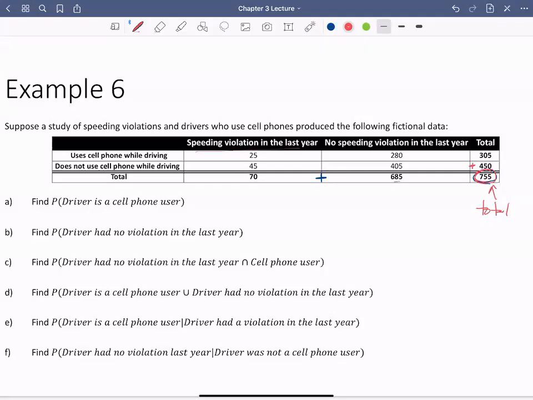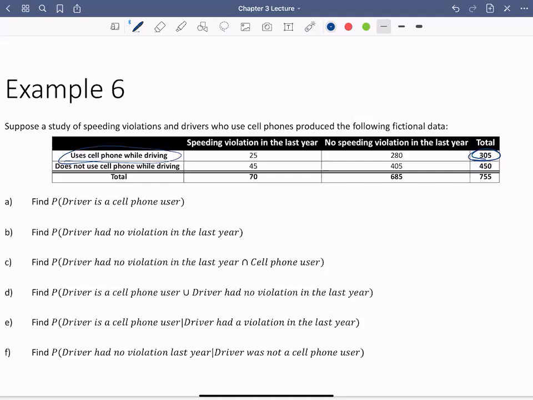This says a speeding violation last year. So how many had a speeding violation last year? Add them straight down, 70 total. How many had no speeding violations in the last year? Add them straight down, 685. Now I keep going this way. How many use cell phone while driving?